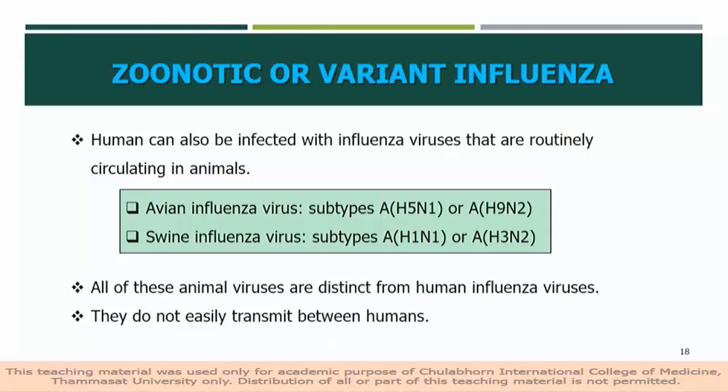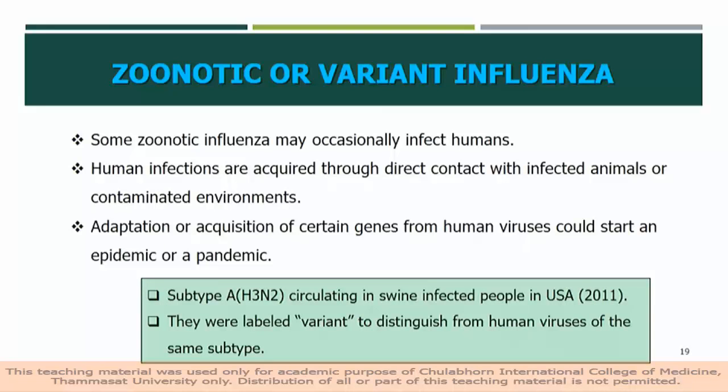All of these animal viruses are distinct from human influenza viruses, such as subtype AH3N2 circulating in swine, which is different from AH3N2 circulating in humans. And these zoonotic influenza viruses can be named variant influenza virus. Zoonotic influenza viruses do not easily transmit between humans. Some zoonotic influenza may occasionally infect humans.